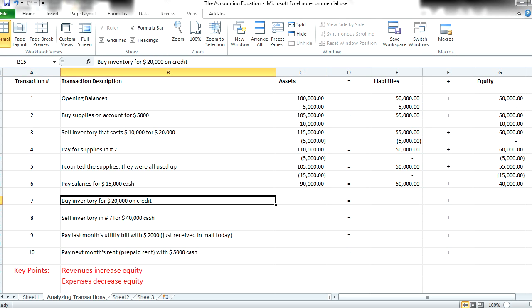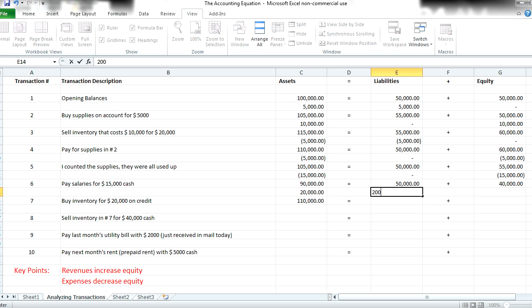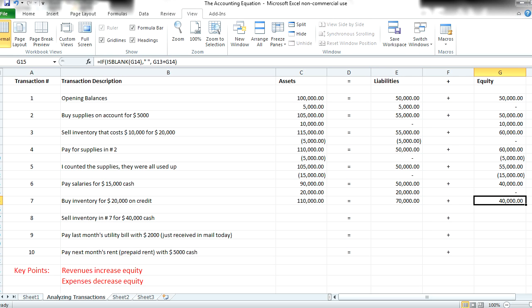In transaction number 7, we're going to buy inventory for $20,000 on credit. So inventory is an asset account, and we're gaining $20,000 worth of inventory. So we're going to add $20,000 here. We were also gaining a liability. We owe somebody money for that inventory. So liabilities go up by $20,000. And there's no change in equity. Okay.